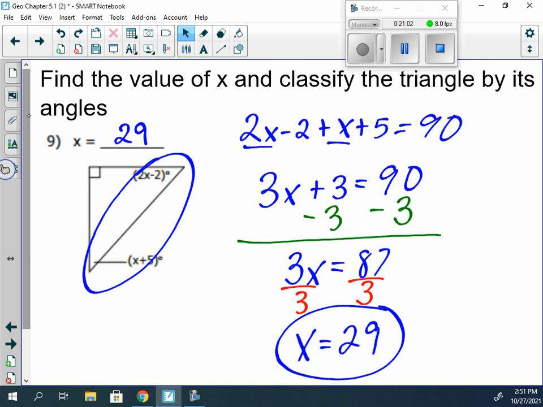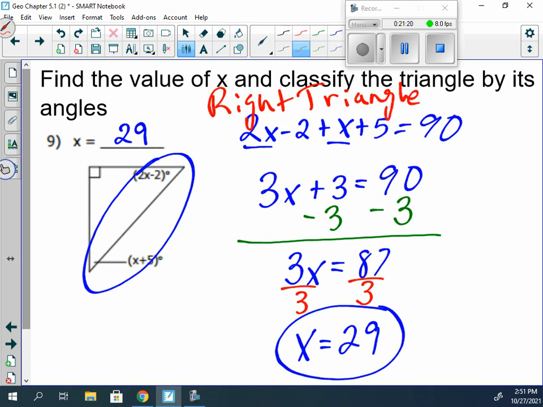Okay. Now, classify the triangle by its angles. Well, what does it have? So this is a right triangle because it has one right angle. If a triangle has one right angle, then it is a right triangle. Since it already told us we had one right angle, it has to be a right triangle. Any other questions on this here?